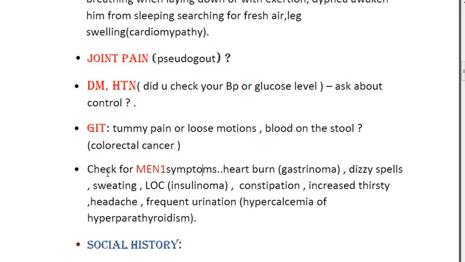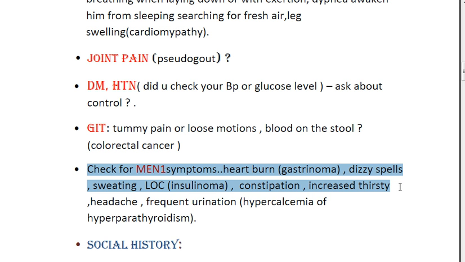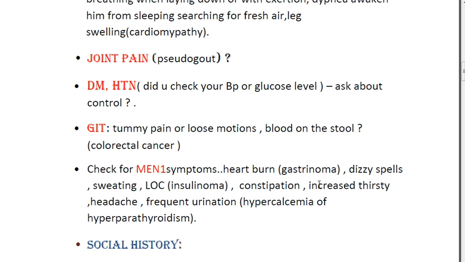GIT: any tummy pain, loose motions, blood in the stool, for colorectal cancer. And ask about MEN, because acromegaly can be part of MEN type 1. So any heartburn or acid brash sensation, any dizzy spells or sweating or loss of consciousness for insulinoma, any increased thirst, headache, frequent urination for hypercalcemia. But you asked about increased thirst, headache and frequent urination for diabetes before, no need to ask again.